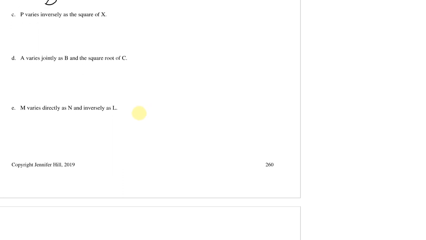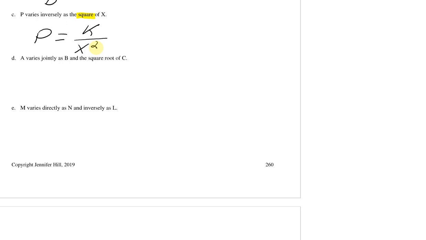Okay, so now it says p varies inversely as the square of x. So notice that this says the square of x. So what does that mean? We've got p varies, so that's p equals. Inversely means I want to divide, but now by the square of x. So here's x, and here's what the square of it looks like. So I get p equals k over x squared.